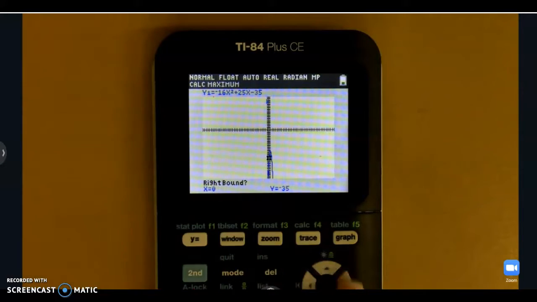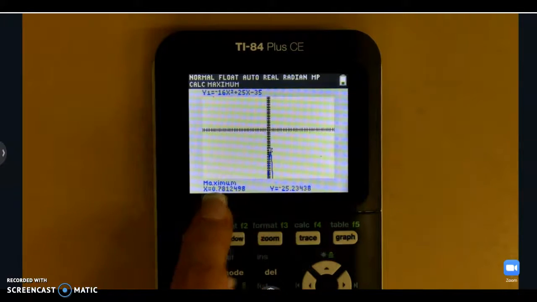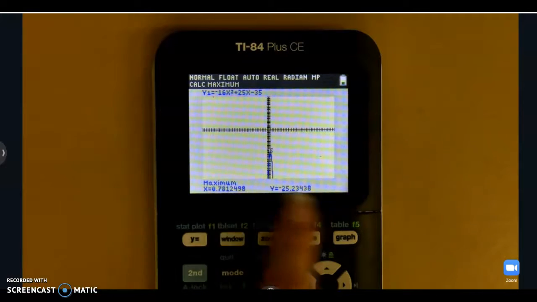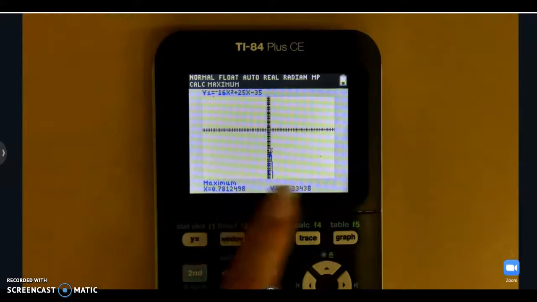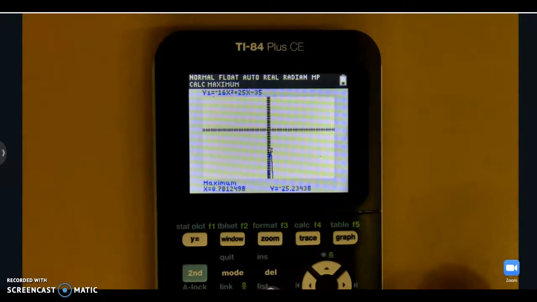Then I need to go to the right bound, so I'm going to arrow over until it's on the right, hit enter again, then enter a third time, and it will tell you the vertex, so your x and y coordinate. On a test or a quiz it would specify how much you're supposed to round. So that is your maximum, your vertex: 0.781, negative 25.235, if you were rounding.